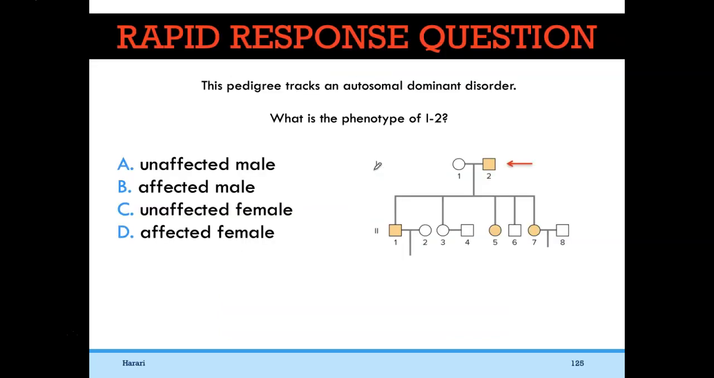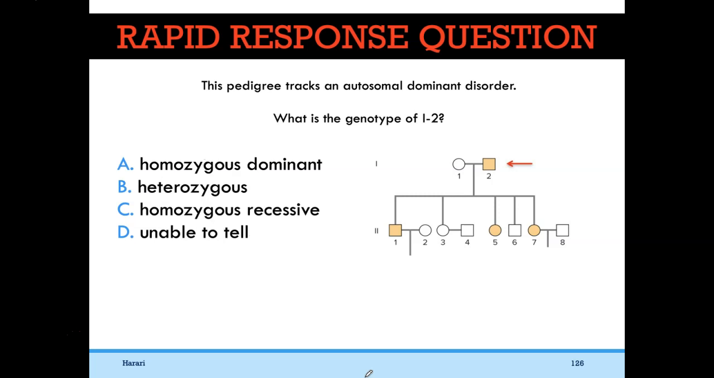This pedigree tracks an autosomal dominant disorder. What is the phenotype of individual 1, 2? That is B. It's an affected male. What is the genotype of 1, 2?